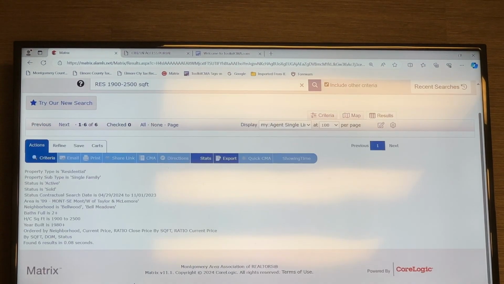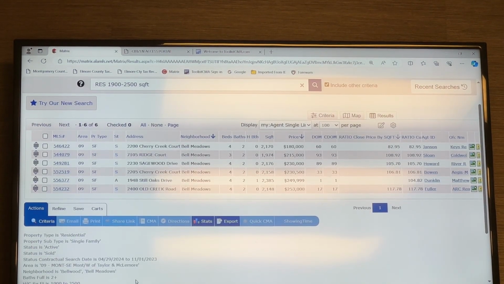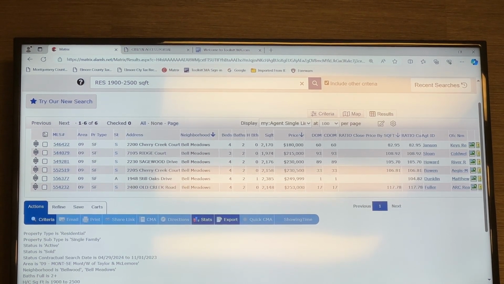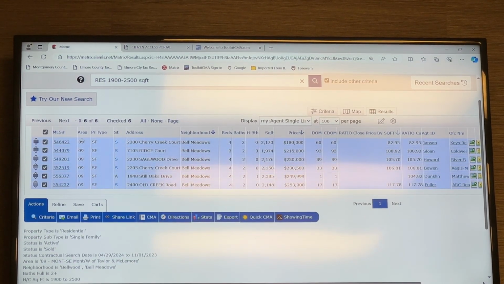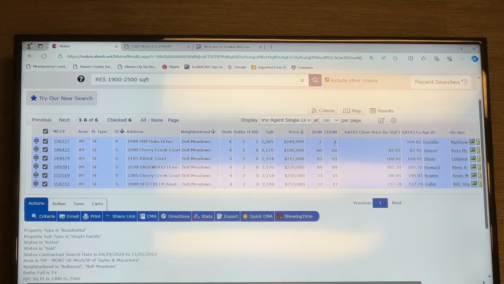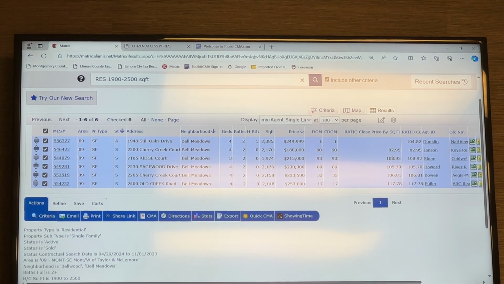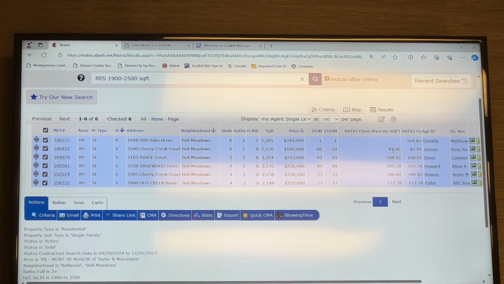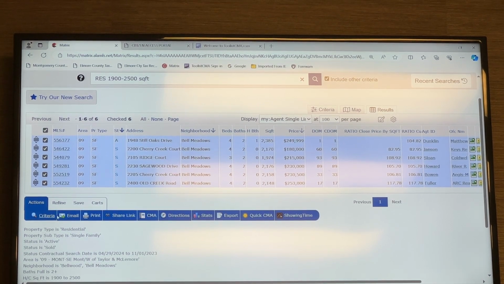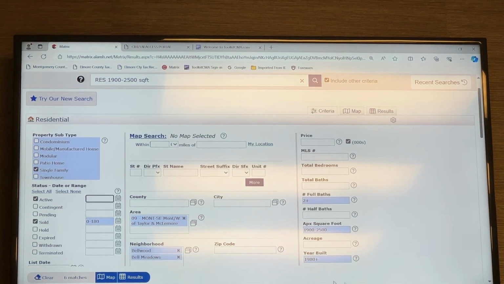Let's see what happens here. Okay, there you go, six. I've got one active, five sold. Sort them. What I'm looking for is right here: days on market, and over here. One thing that I didn't put in here that you need to put in here. Let me go back to criteria and show you this little wrinkle.